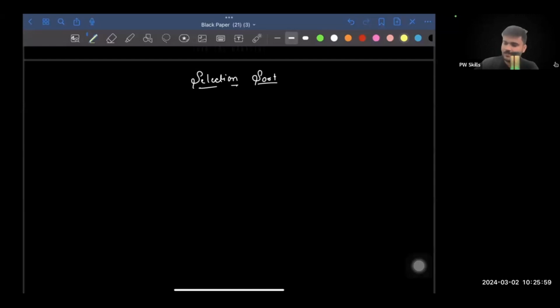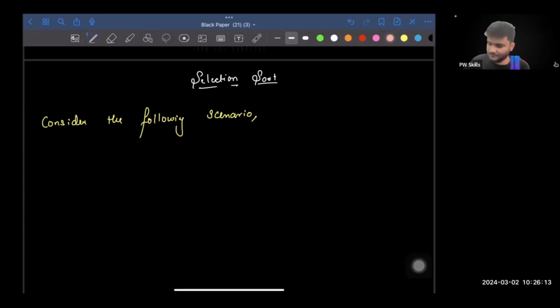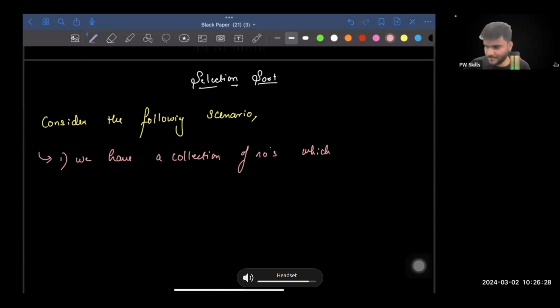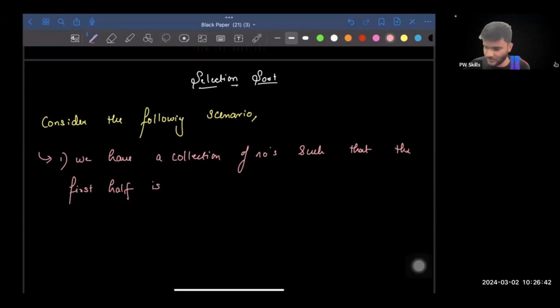What is selection sort, guys? Let's try to understand it like this. Consider the following scenario. Let's say, first, we have a collection of numbers such that the first half is sorted in increasing order.